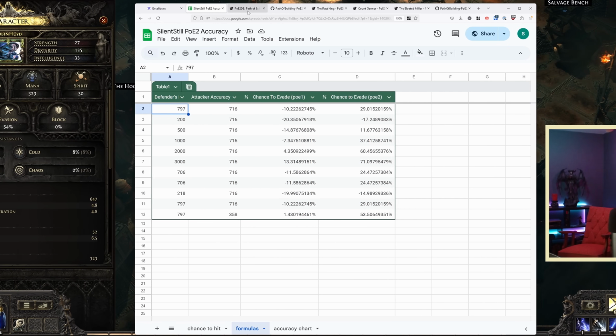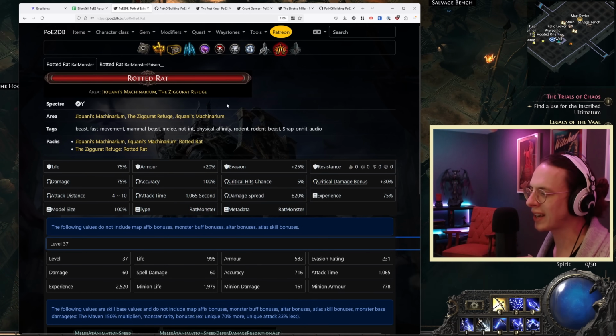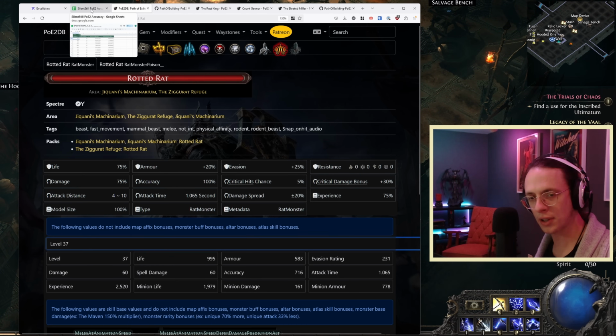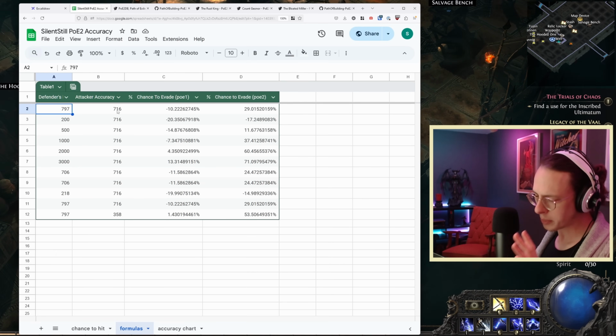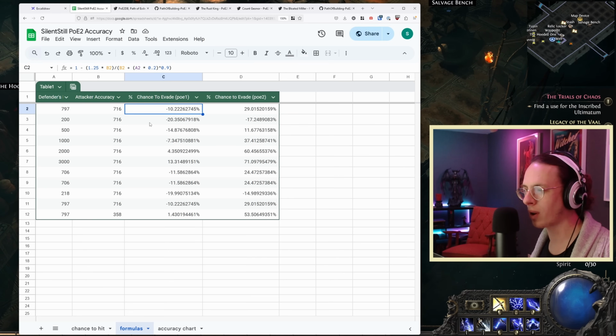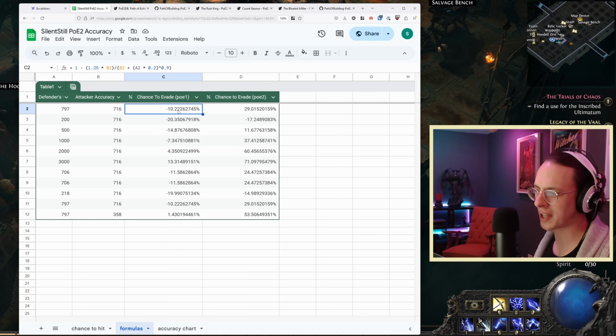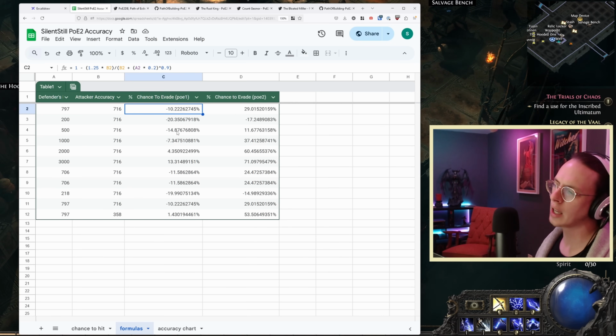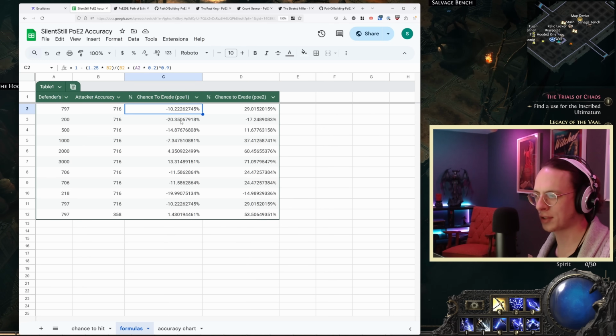If we jump over to PoE 2DB, we can look at the accuracy rating of a level 37 normal monster, and we can see an accuracy rating reported of 716. So these are the numbers that I started my initial testing with. If we plug this in and use the evasion formula from PoE 1, we get a chance to evade, like the inverse of the chance to hit, that is negative. So you will never evade, because it can never be less than zero. I pretty quickly realized that this couldn't be correct.